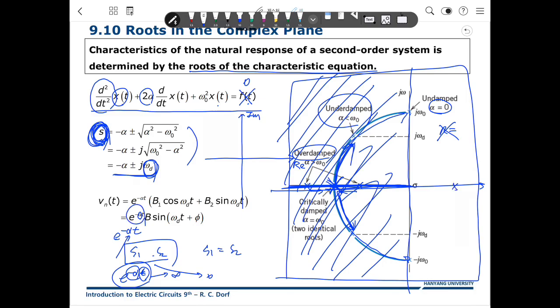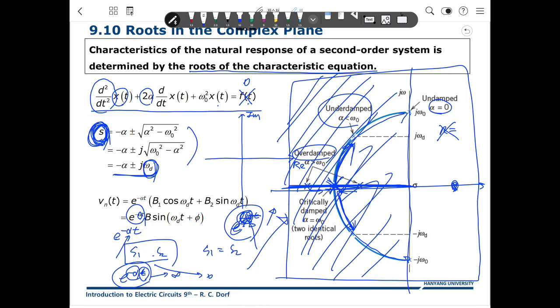But when S is placed over here, exponential of minus alpha t has alpha negative, so minus alpha is positive. In this case, as t goes up, the exponential goes up to infinity. The system is not bounded. There's a problem. We call that unstable.